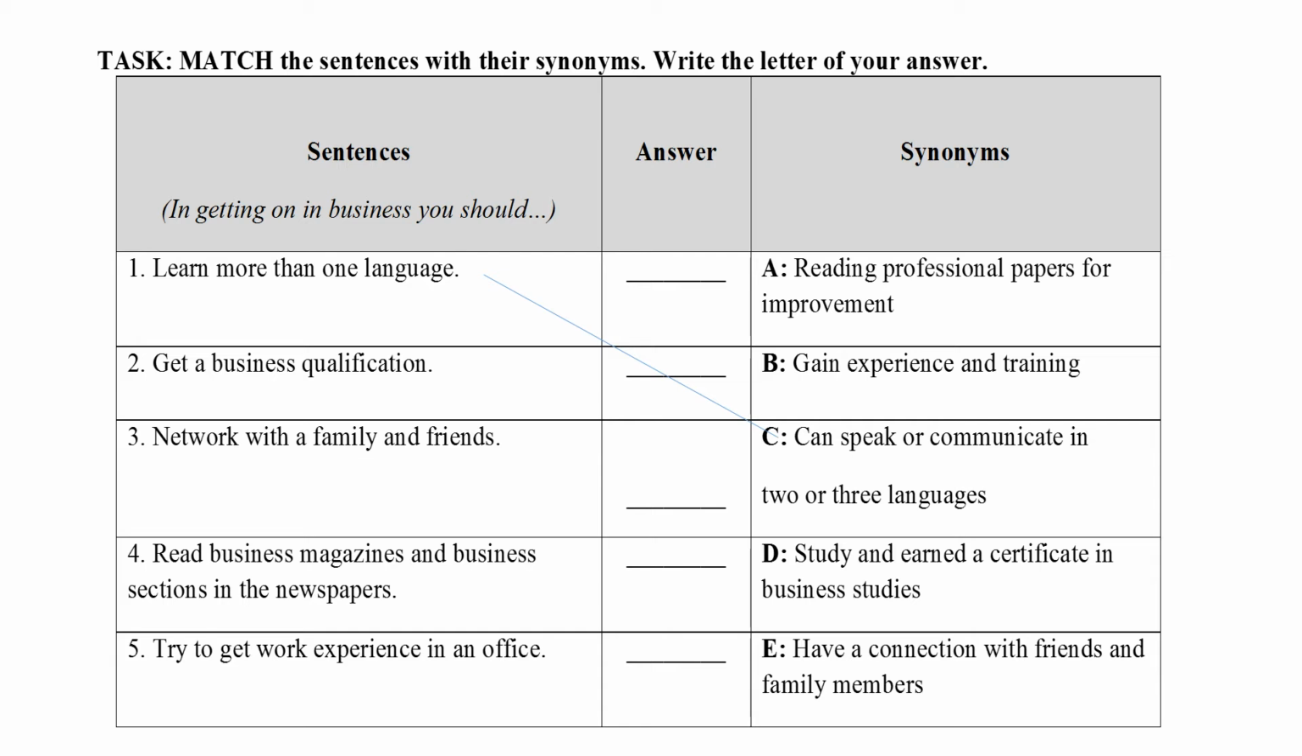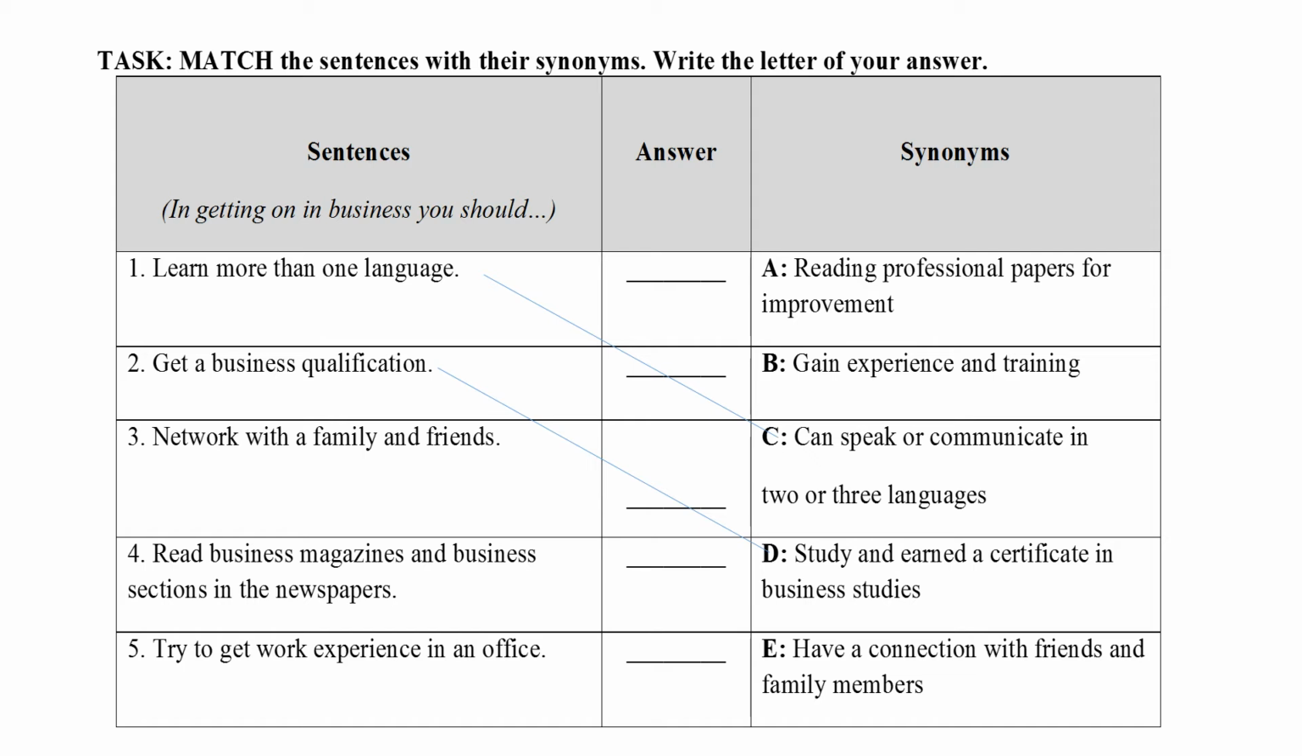The second thing that you have to do to get in a business quickly and professionally is to get a business qualification: bachelor, diploma, training, something like that. And the meaning of that is here, study and earn a certificate in business studies. You are a student of business or IT, try to get a qualification, try to get your bachelor degree, BA, or your diploma, your master's degree.